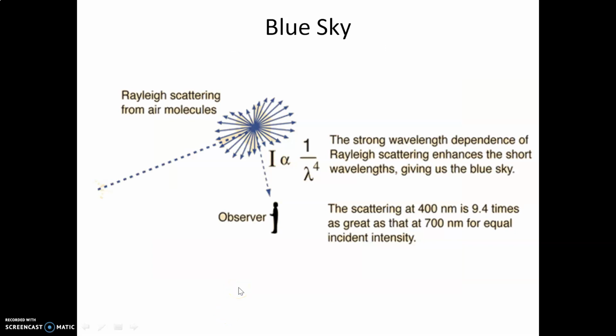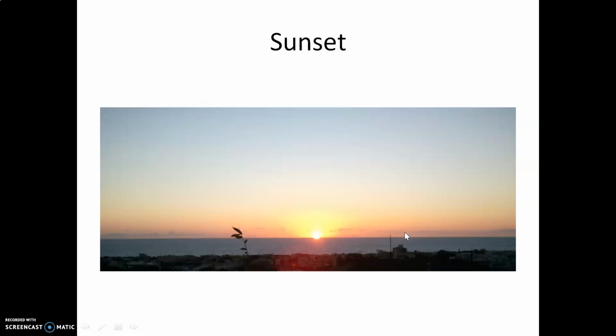Okay, briefly, let me describe why the sky is blue in normal sunlight. The sky is blue because light of blue wavelengths scatters more efficiently off of air molecules than all of the other colors. This is what is referred to as Rayleigh scattering. As you can see here in the slide, the scattering of blue light, which has a wavelength of about 400 nanometers, is roughly 10 times as great as that of red light, which has a wavelength of 700 nanometers. This is why the sky appears blue as opposed to red.